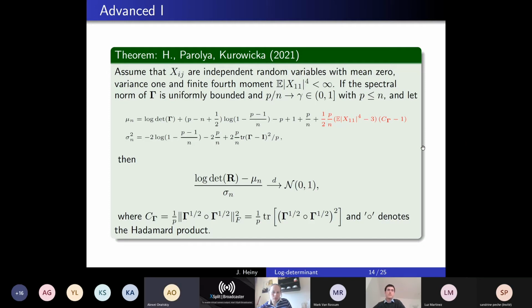Can I just clarify? You are saying that p over n converges to gamma, which is constant, but from the formulas it looks like the result still will hold if gamma is changing. So suppose that gamma is approaching 1 at some rate. Is your result still true? This holds for any gamma in (0,1). Okay, all right, sorry. Yeah, I see.